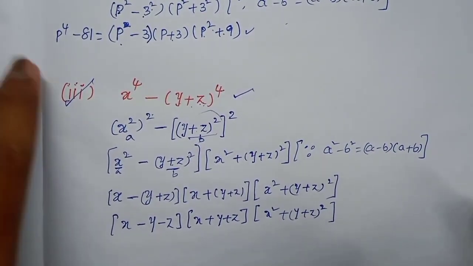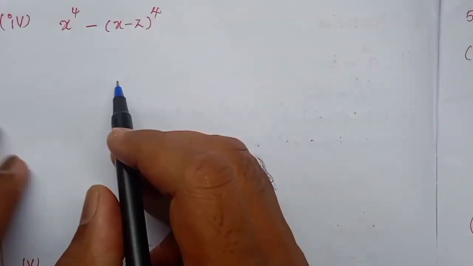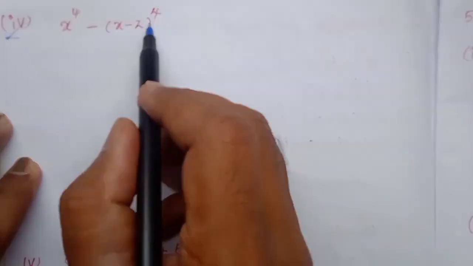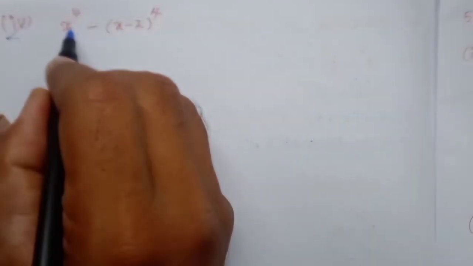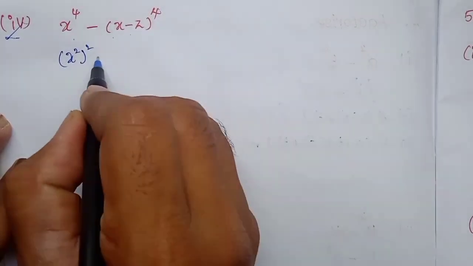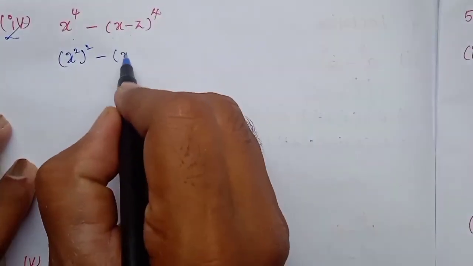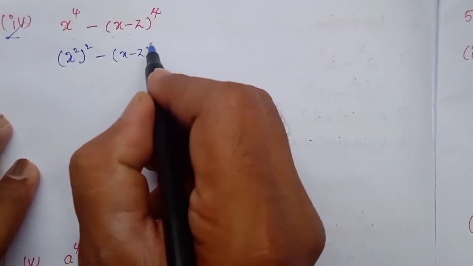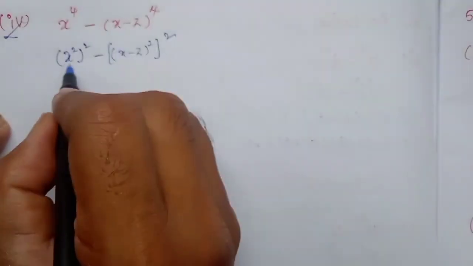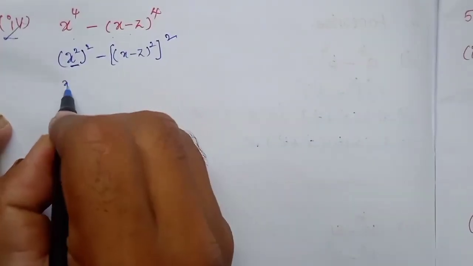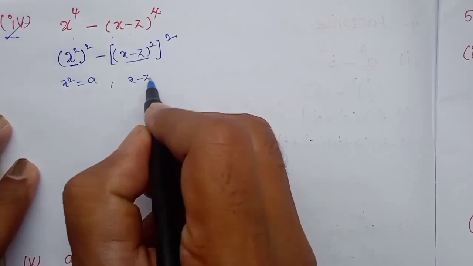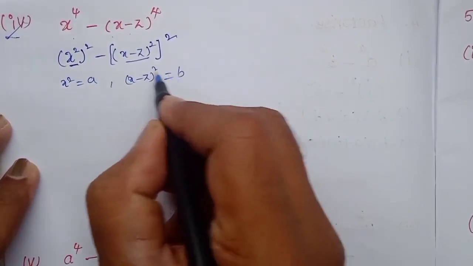Now move on to question number 4. Now see the question number 4 here. x to the power of 4 minus x minus z whole to the power of 4. See, x to the power of 4 is x square whole square, minus this is x minus z whole square whole square. So now treat x square as a and x minus z whole square as b.